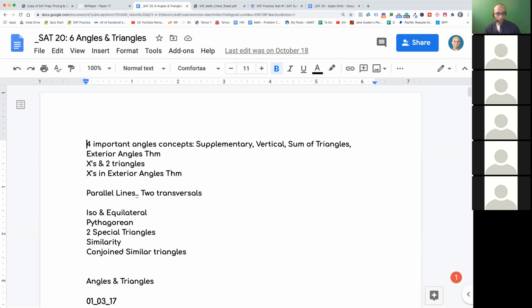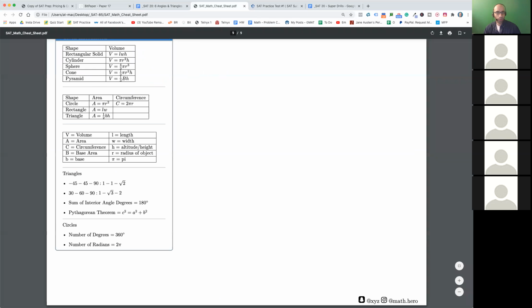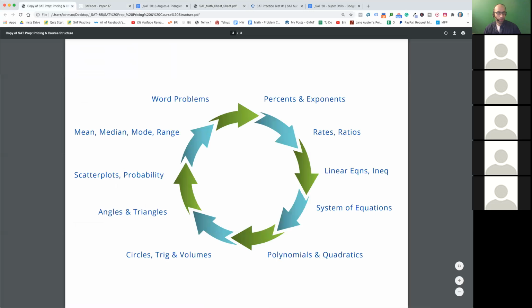So 2 special triangles are done. Let's look at similarity and then similar triangles. Before that, let me just explain something to you. And thanks, guys, for your patience. Just give me 1 minute while I explain this.